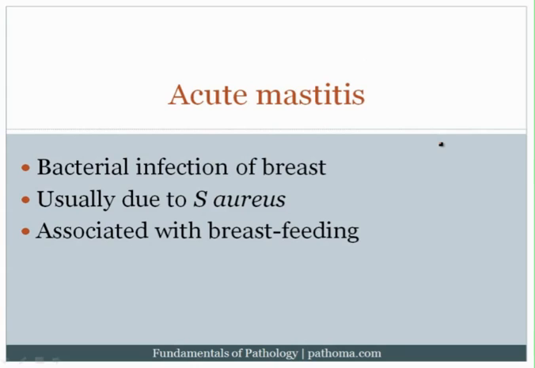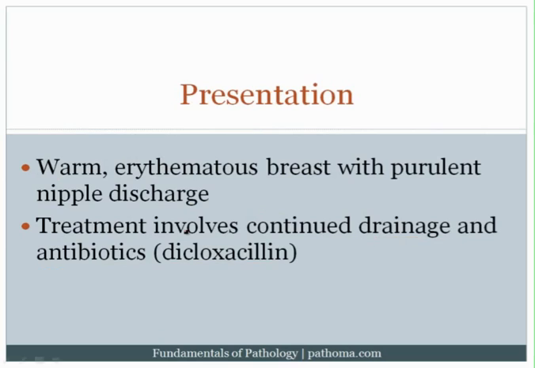So let's go back now and read the text. So what do I say? Acute mastitis, bacterial infection of the breast, Staph aureus, breastfeeding. And then I say that the presentation is a warm, erythematous breast with a purulent nipple discharge. And again, the treatment, drainage, and antibiotics such as dicloxacillin. So those are all the high yield.